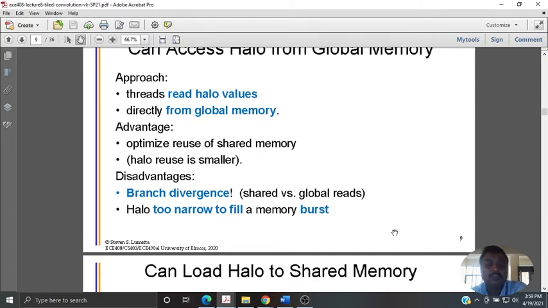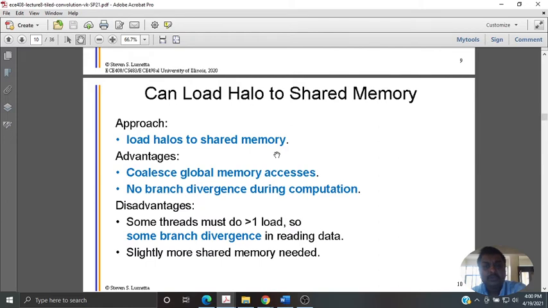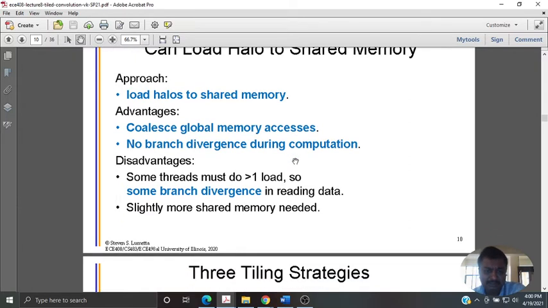How do you deal with halo elements and branch divergence? Yes, they invariably exist, because you have to check whether an element belongs to the input or output tiles, or is outside the boundaries of any tiles. Fine. So you can load shared memory. Advantage: coalesced global memory access, no branch divergence. If you are loading into shared memory, some threads must do more than one load. So there is some branch divergence in reading, you can have more reads, and more memory constraints. Again, shared memory is limited, maybe in terms of some KBs. Okay.